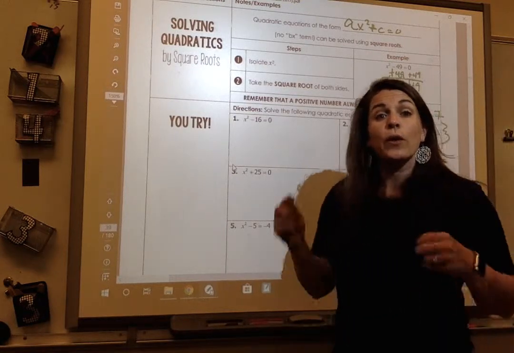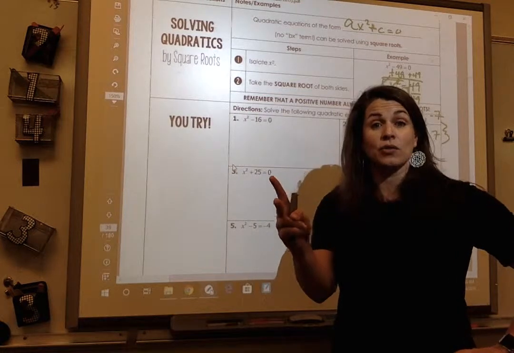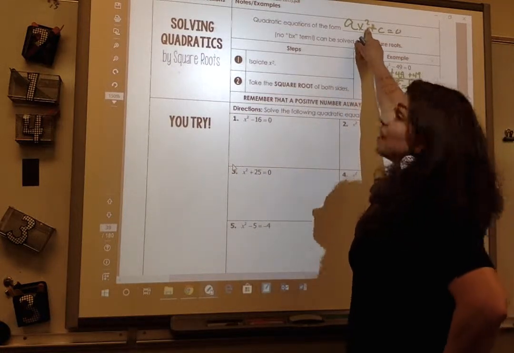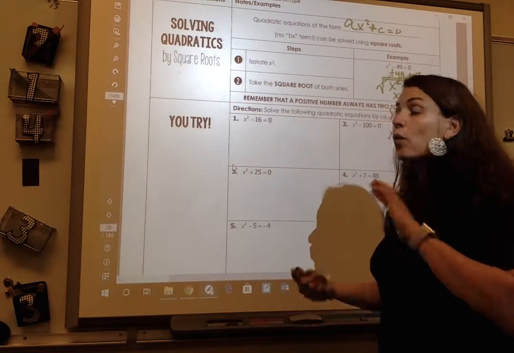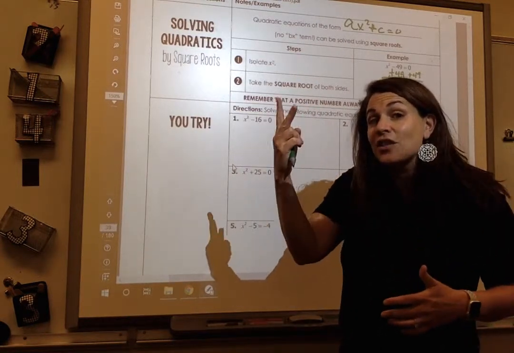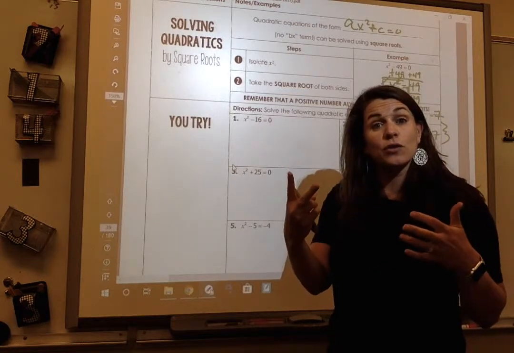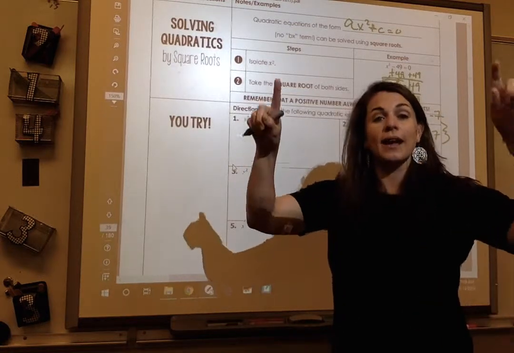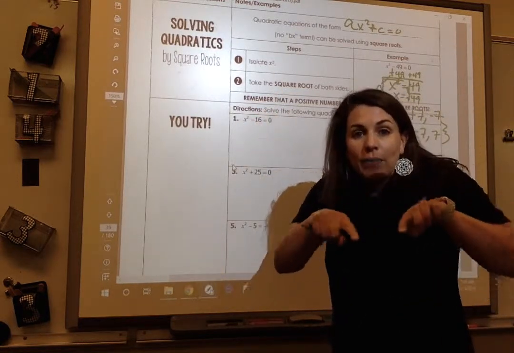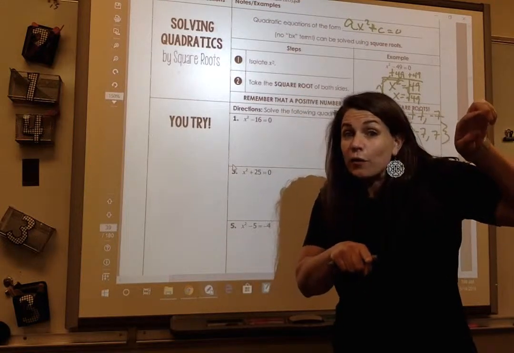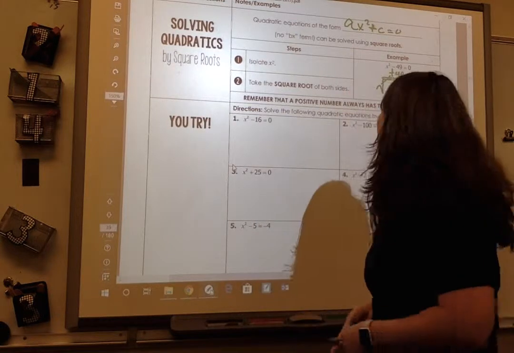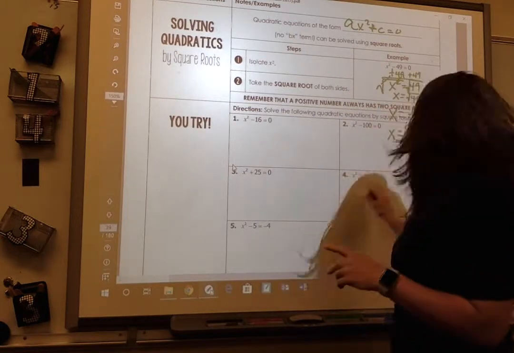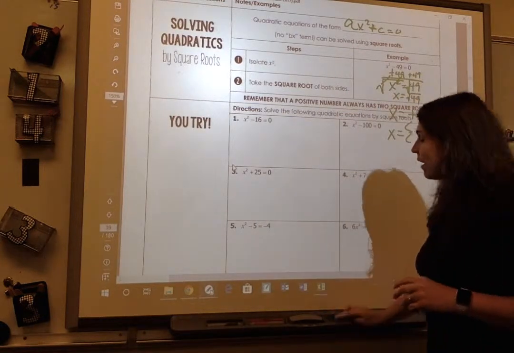Remember, I know that there are a possibility of two answers because it's the second degree. And remember, at the very beginning, we said that quadratic equations, because it's the second degree, has a possibility of two solutions. The parabola can hit that x-axis twice. The parabola can hit that x-axis once, where the vertex is on the x-axis, or it can hit it not at all, which means no solution. So remember, you have to have the positive and negative values.